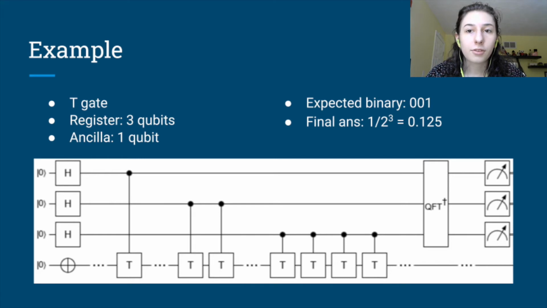We have a register with 3 qubits and 1 ancilla qubit. We'll prepare all the qubits, apply the controlled T-gate, or rotation, and then apply the inverse quantum Fourier transform to the register. After measuring, we find that the expected binary of the register is 001, which translates to 1 in decimal. The final answer is 1 divided by 2 to the power of the register size, 3. 0.125 is the same answer no matter the register size, meaning that the expected binary will change.